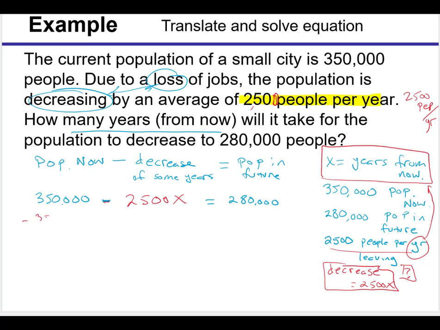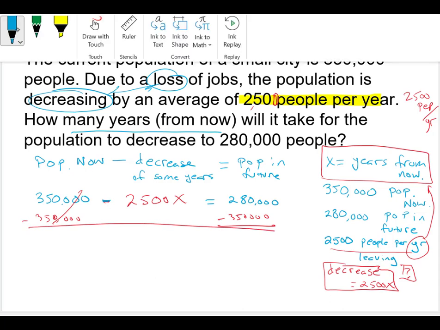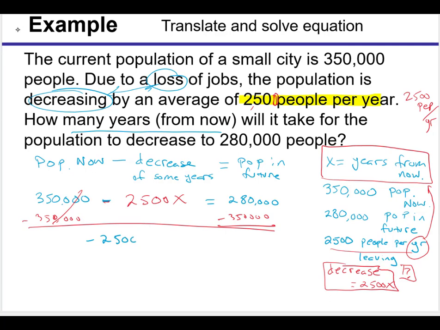Let's minus 350,000 on both sides. And we will get minus 2,500x equals, and then 280,000 minus 350,000 is, be careful with the signs. The 350 is a negative bigger, so my answer is negative 70,000.